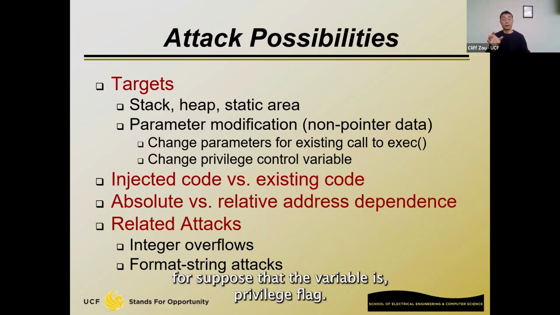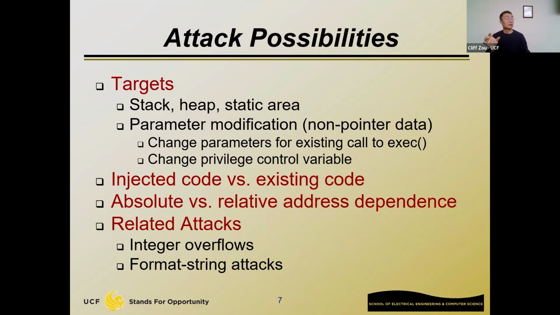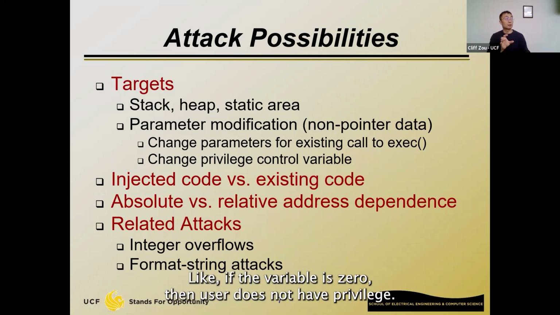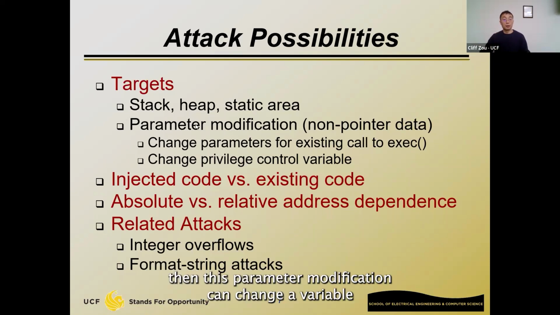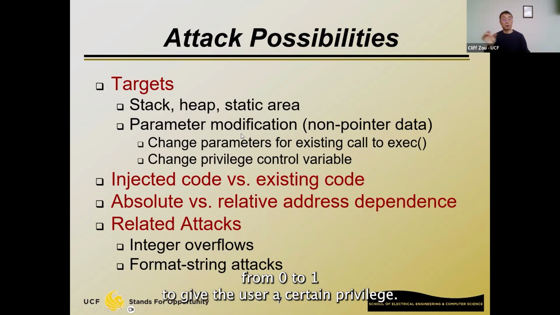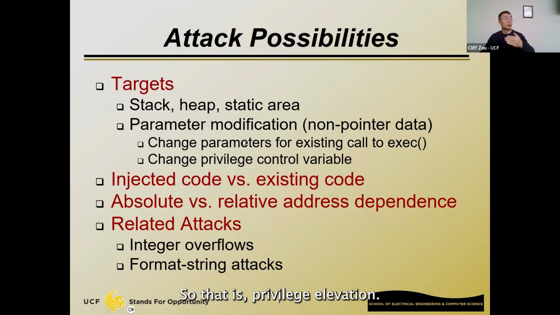But suppose that variable is a privilege flag. If the variable is 0, then the user does not have privilege. If the variable is 1, the user has the privilege. Then this parameter modification can change that variable from 0 to 1 to give the user certain privilege. So that is a privilege elevation. Change privilege through some control variable. So this attack is called a non-pointer, non-control-flow attack. You are not changing the program flow or return variables.